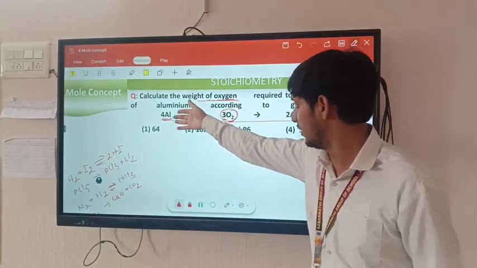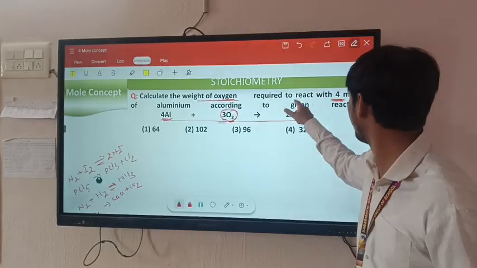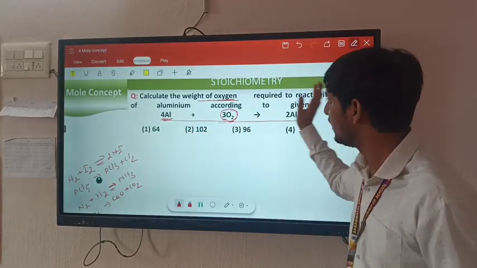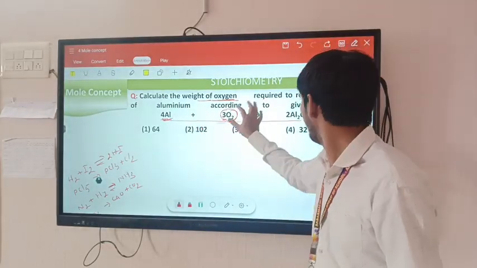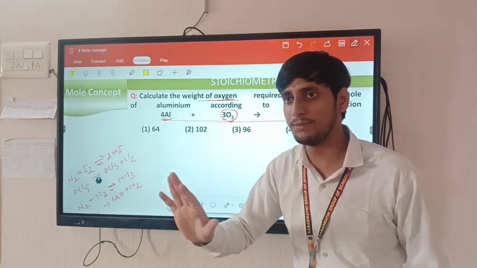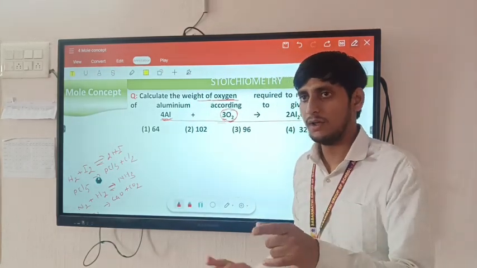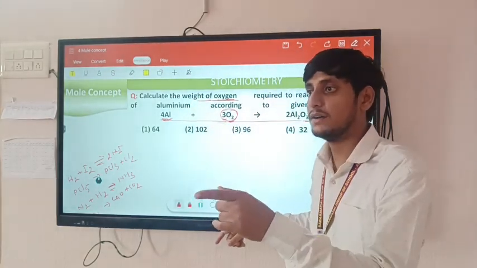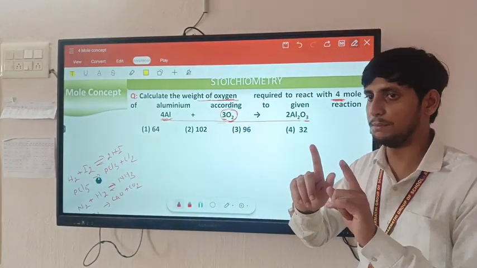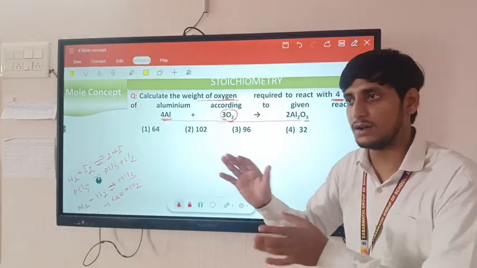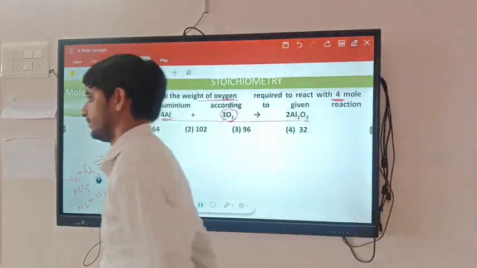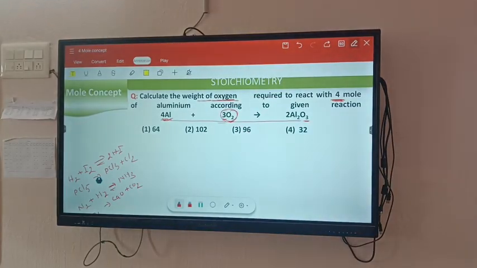Solve the question. Calculate the weight of oxygen required to react with 4 mole of aluminium according to the given reaction. You can first find the mole. Given data and which one is asked? Compare between the two, given and asked. Solve the question. Listen, after this we will solve.